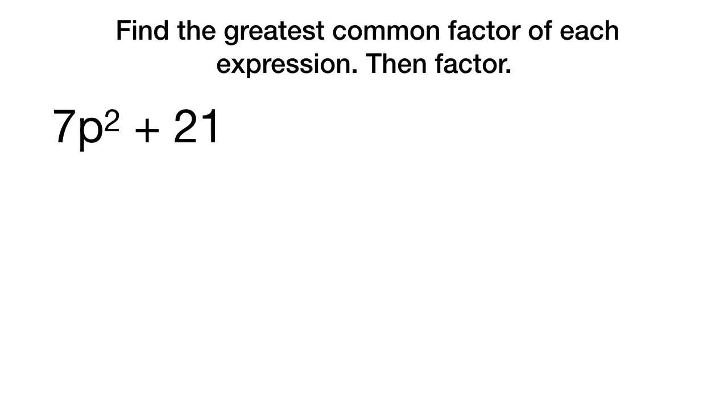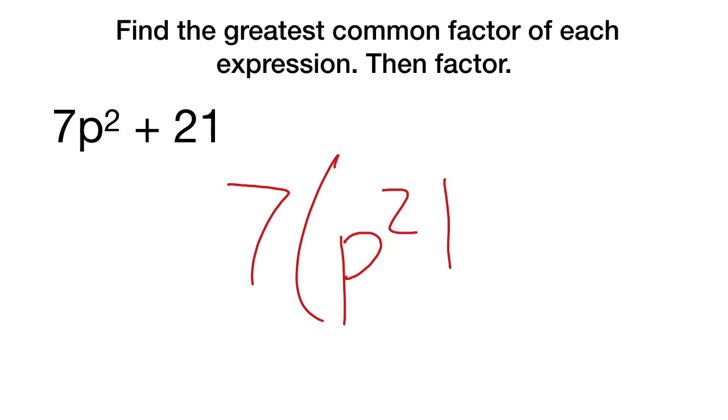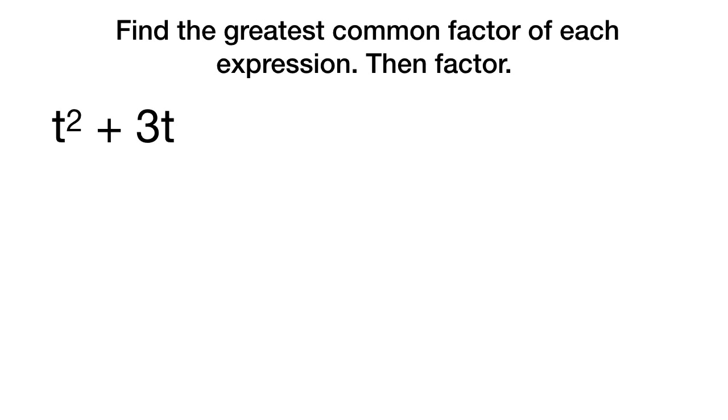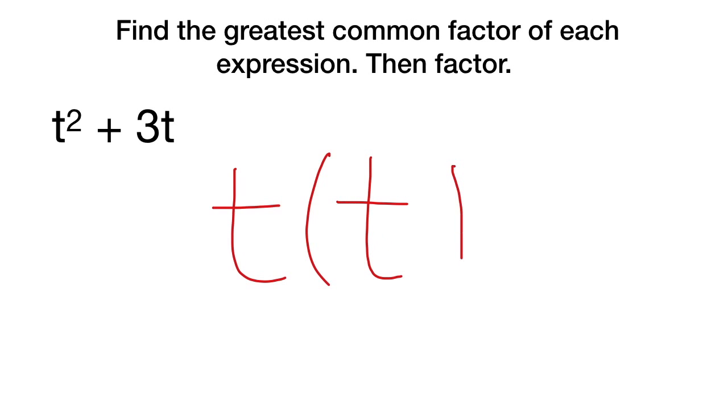Here's a new one. 7p squared plus 21. The greatest common factor between 7 and 21 is, in fact, 7, which means p squared plus 3. Now, we actually can't factor out p squared plus 3 without using imaginary numbers, so we're not going to factor it. Here's another, t squared plus 3t. In this case, our greatest common factor isn't a number, but a letter. In this case, the variable t. So it would become t times t is t squared plus 3, because 3 times t is 3t. And that would be those.